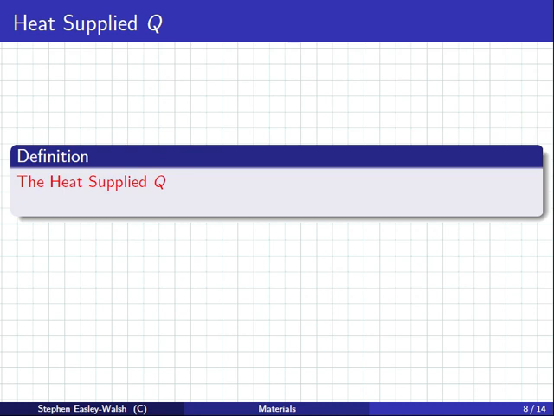Heat supplied, Q. That is the energy pumped into a system. So I'll give you an example. If I put my coffee cup onto something hot, then the energy that travels from this to the coffee cup, I call that Q. It's called the heat supplied. For example, if I was making some eggs, the heat that goes into the eggs is the Q.